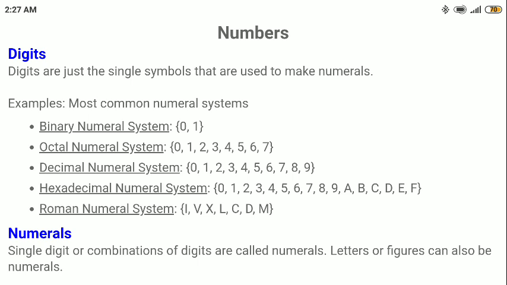And similarly, we can have the octal numeral system where we have 8 digits. By the word octal, we can understand there are 8 digits. Similarly, decimal, which is most commonly used, which is 0 to 9, total 10 digits. Similarly, we have hexadecimal, and the Roman numeral system is also quite popular. So I, V, X, L, C, D, M, these are the popular or more used digits or symbols to make Roman numbers.